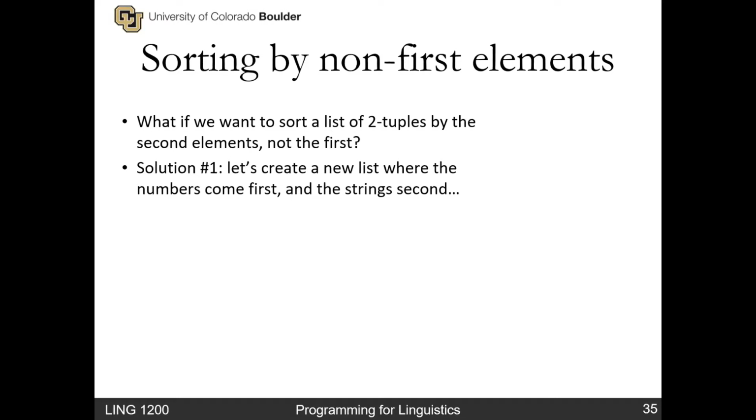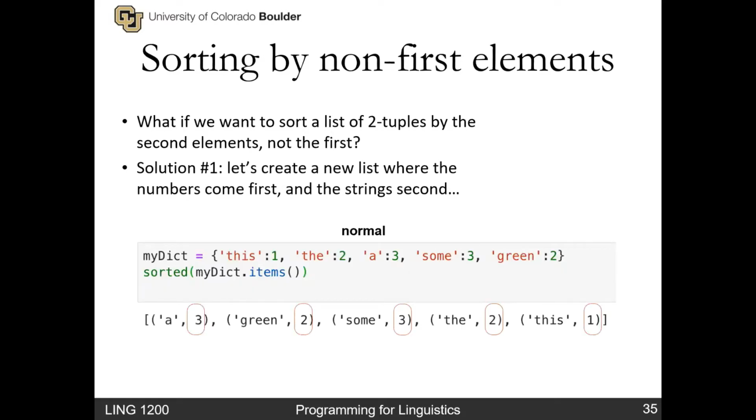The solution that we're going to look at is, let's create a new list where the numbers come first. So the second item is going to be the first item in the tuples, and the strings, which was our first item, is now going to be the second item in our tuple. This is what we normally get if we sort by items: our key, in this case our string, is first and our number is second. So let's take this list and reverse the 2 items in each tuple, put them in opposite order so that the number is first and the string is second.